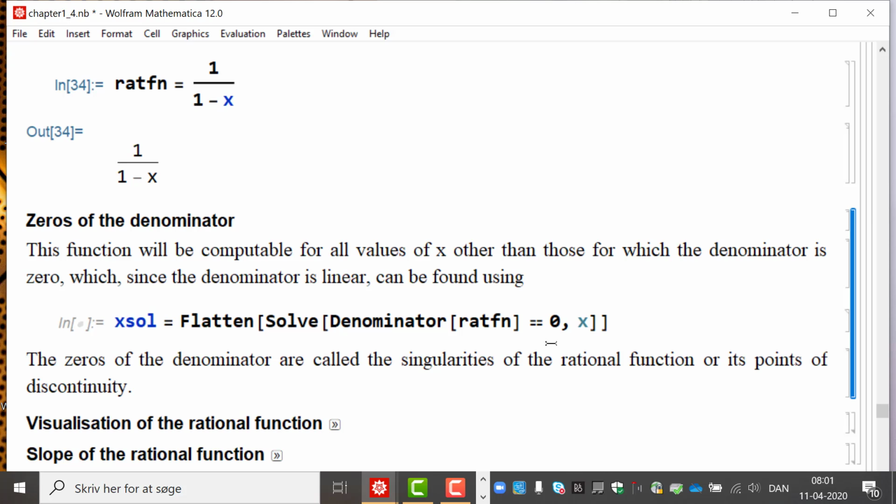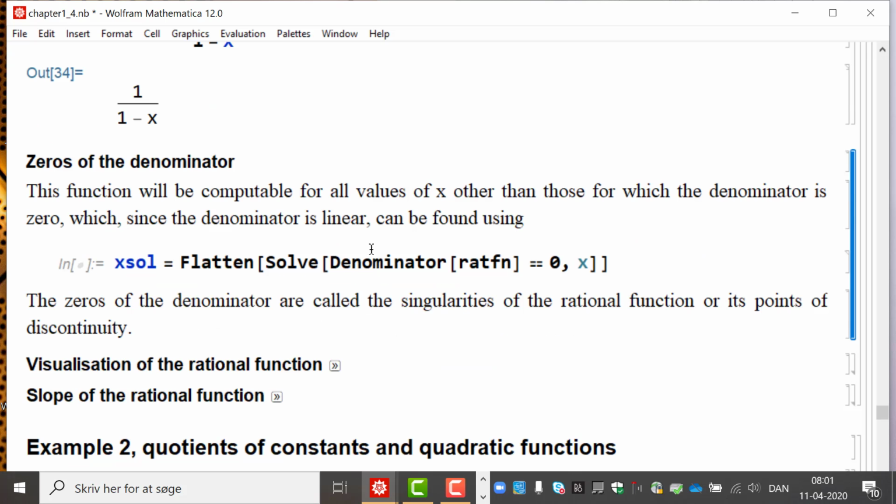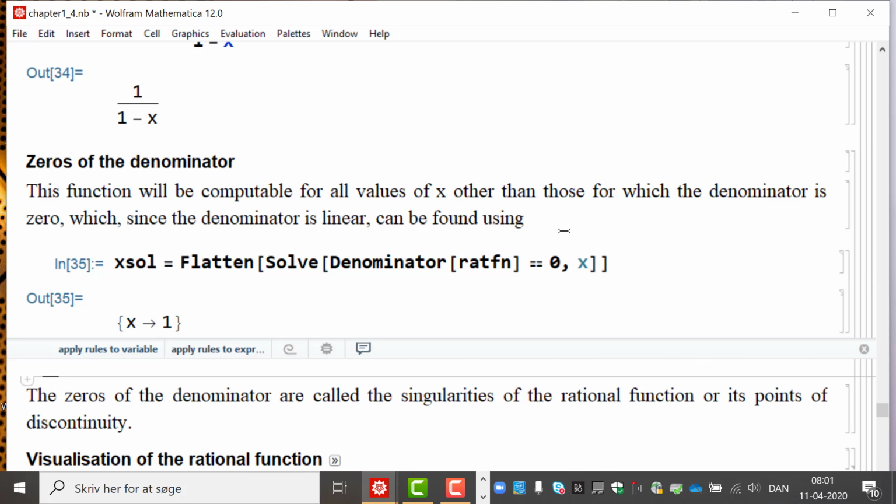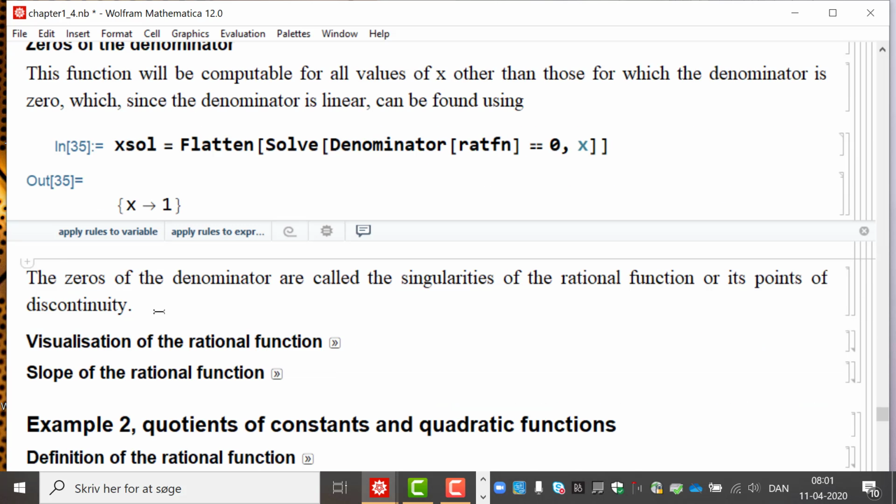So we want to compute the values of x for which the denominator vanishes. So we use the Mathematica Solve function, and we take the denominator of our rational function, set it equal to 0, and solve that for x, and then we will flatten that just to reduce the outside brackets. And not surprisingly, it finds the solution x equals 1. Well, the zeros of the denominator are called the singularities of the rational function, or its points of discontinuity.